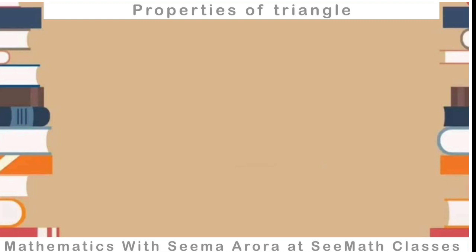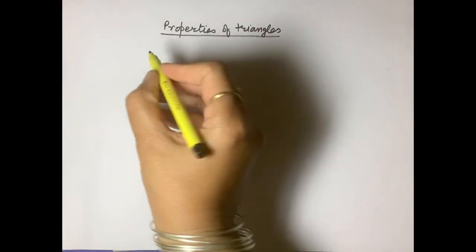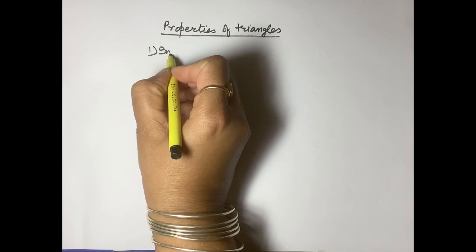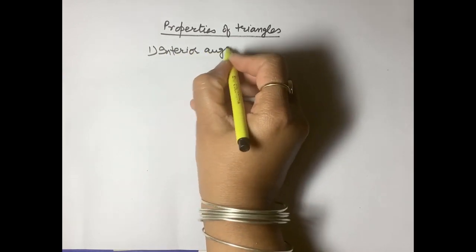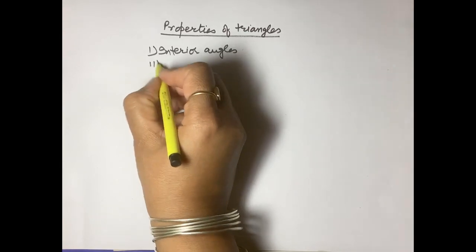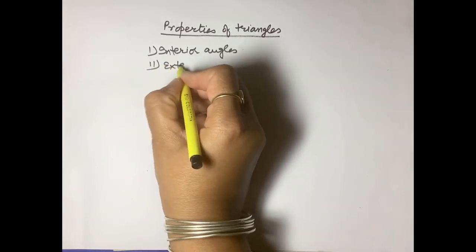Today we are going to learn some more properties of triangle based on angles. As we all know that there are two types of angles in a closed figure. One is interior angles and second is exterior angles.